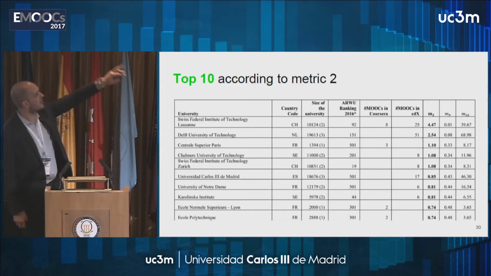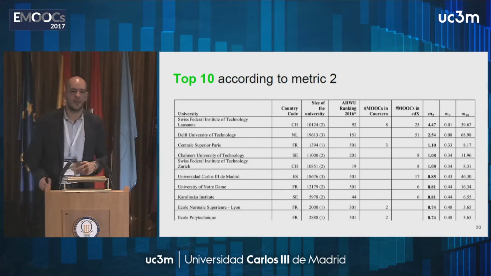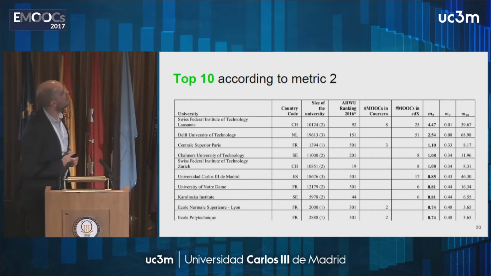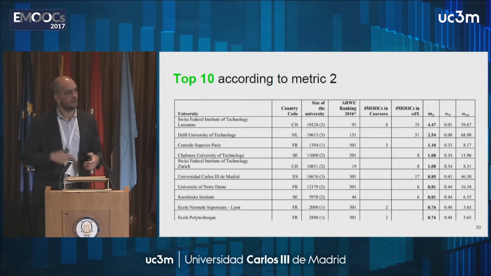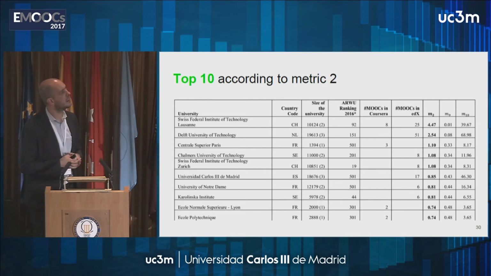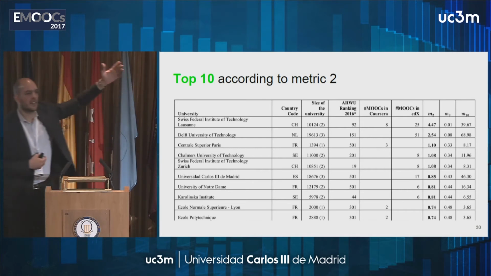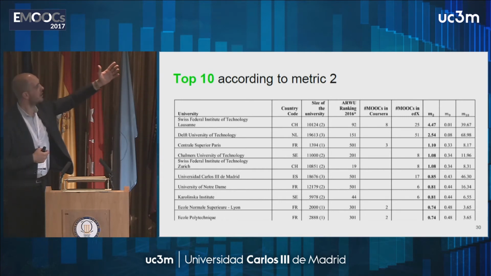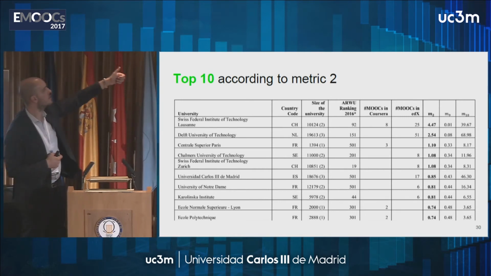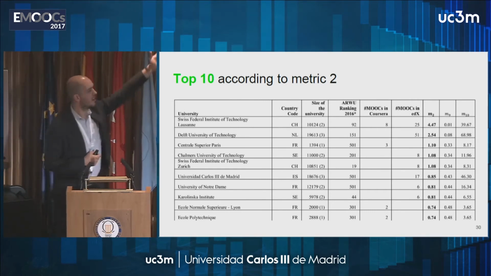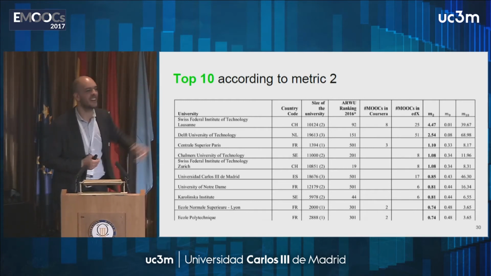And regarding other metrics, for instance, metric 2, that is measuring the number of MOOCs published regarding the size of the university, this is the top 10. So the first one is the Swiss Federal Institute of Technology in Lausanne, that has published a lot of MOOCs, and the size is not so big, no? Mid-size. And it makes sense, the classification in general. Institute of Lausanne, Delft University, Central Superior of Paris, Chalmers, Zurich. Also, our university is here.